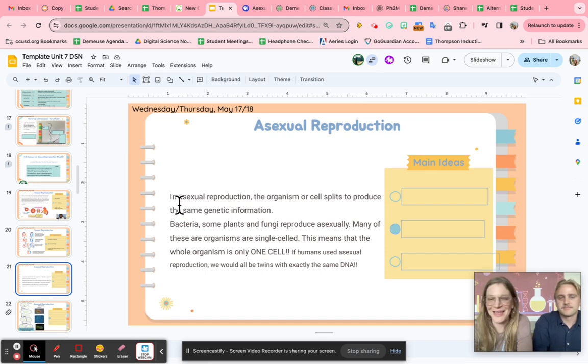In asexual reproduction, the organism or cell splits to produce the same genetic information. Bacteria, some plants, and fungi reproduce asexually. Many of these organisms are single-celled. This means that the whole organism is just one cell. If humans used asexual reproduction, we would all be twins with exactly the same DNA.